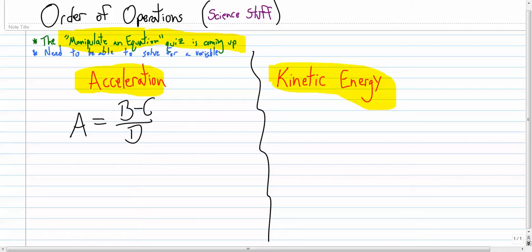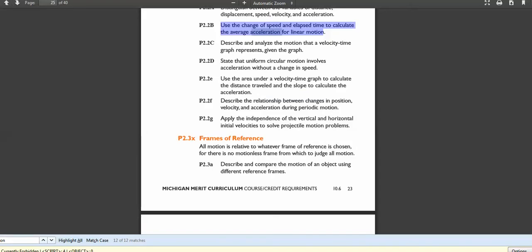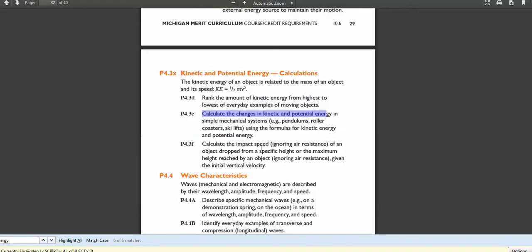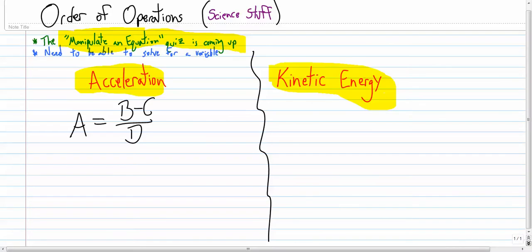And the other one I wanted to talk about today with you guys was for kinetic energy. And kinetic energy, here it's P4.3E is one of them. It says calculate the changes in kinetic and potential energy. So the kinetic energy equation has this kind of a form. A equals B times C squared over 2.